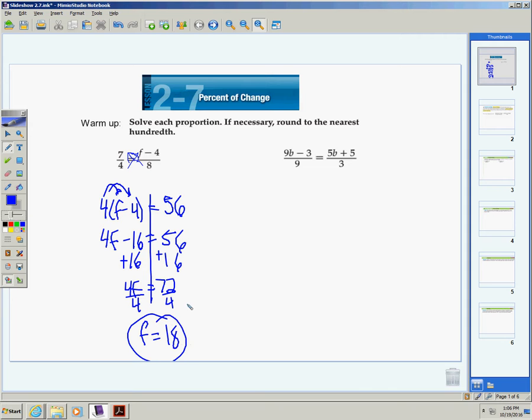I'm not going to go through all the work in the second one as well. I'm just going to tell you b equals negative 3. There's your answer. Go ahead and do the work to check it, and if you're still confused, I can help you later. But today we're going to be talking about percent of change.